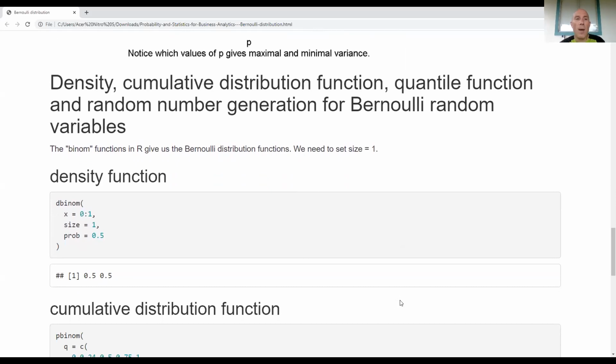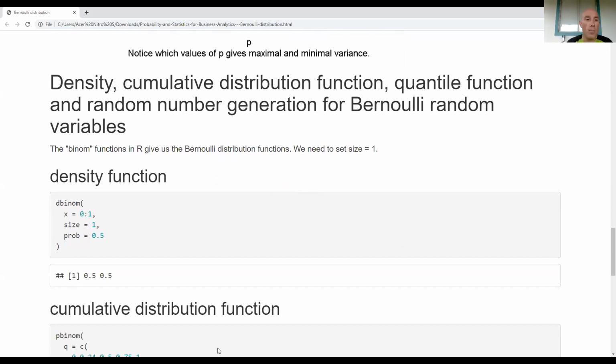All right, so now I want to talk about density functions, cumulative distribution functions, quantile functions, and random number generators in R. Okay, so the format for R to be doing these 4 functions is that D is for density functions, P is for cumulative distribution functions, Q is for quantiles, R is for random numbers.